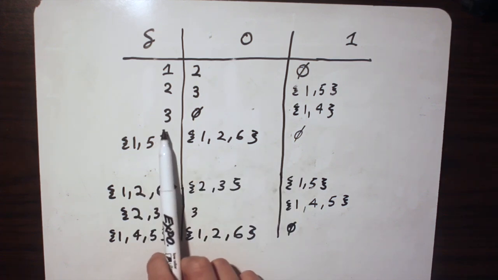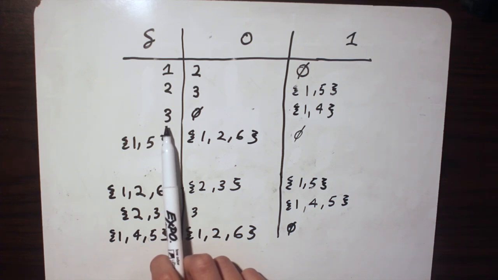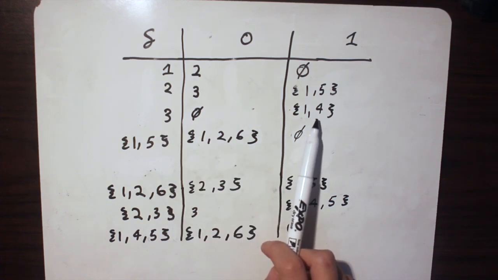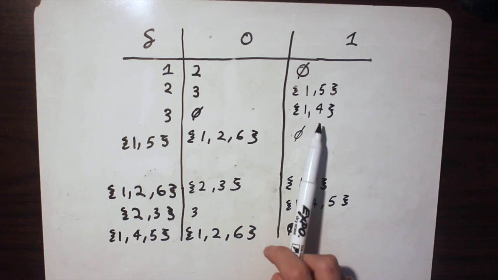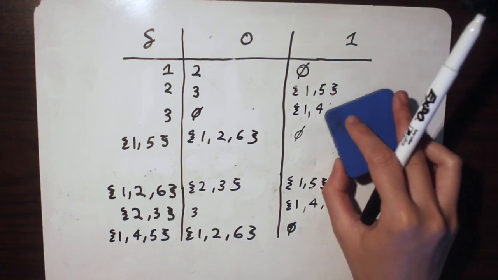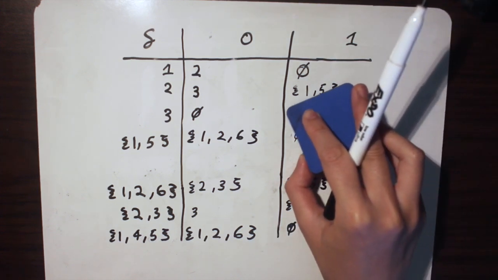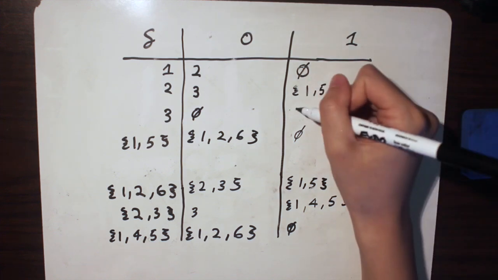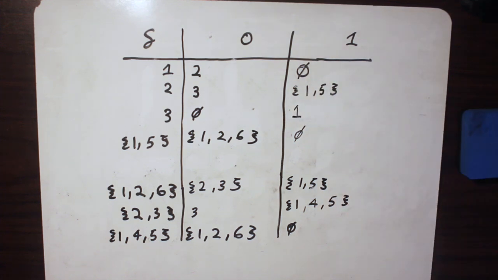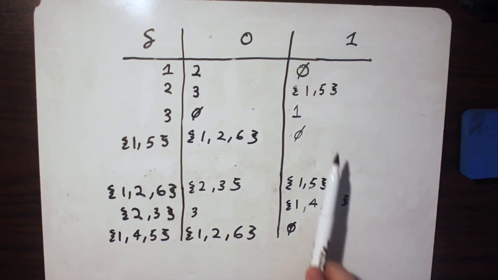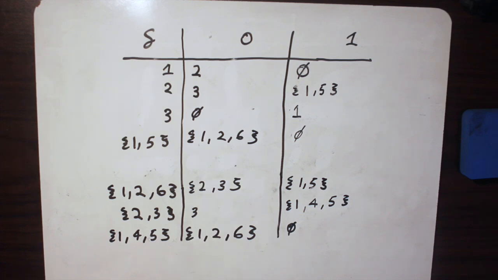So as we can see here, state 3 on an input of 1 maps to that state 1, 4 that I just got rid of. So I want to erase that and replace it with the 1, because between the two states 1 and 1, 4, we decided to keep the first state of 1. So now just scanning the table again for any obvious duplicates.